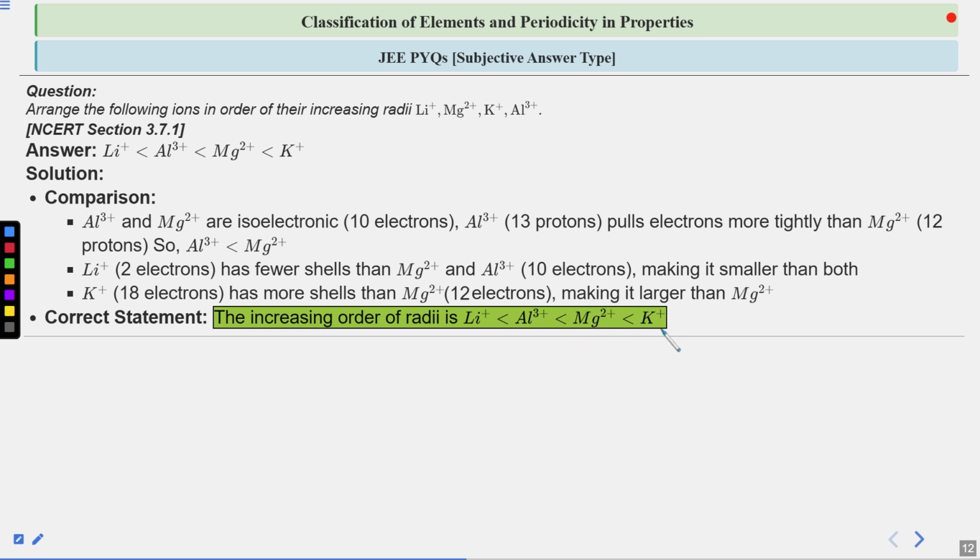The first element is larger because of the greater number of shells. The last element is smaller because of the smaller number of shells. In between these two, we have the isoelectronic species, which behave according to their nuclear charge. So what you have to do is arrange them in increasing order of ionic radius. I hope this is clear to all of you.